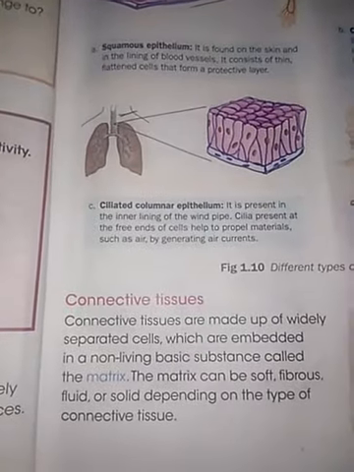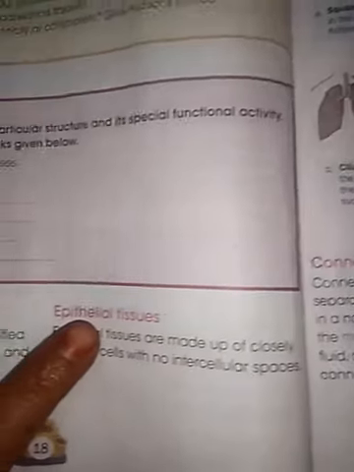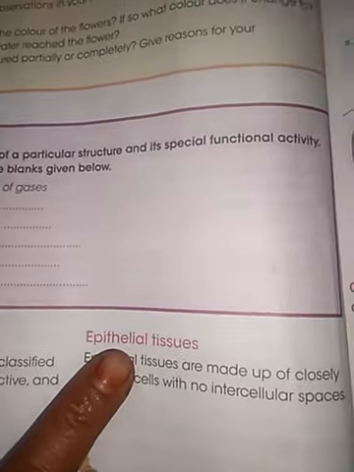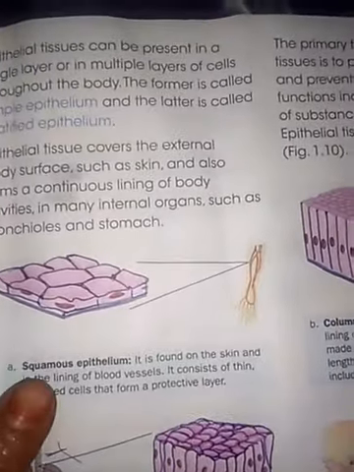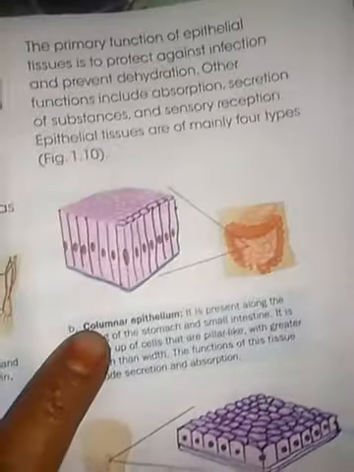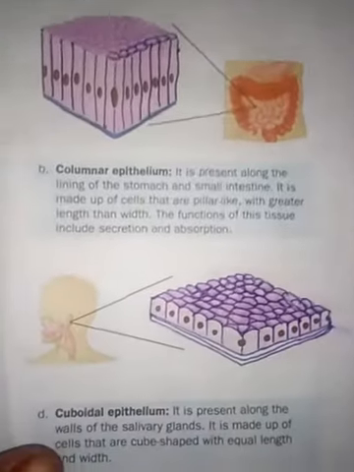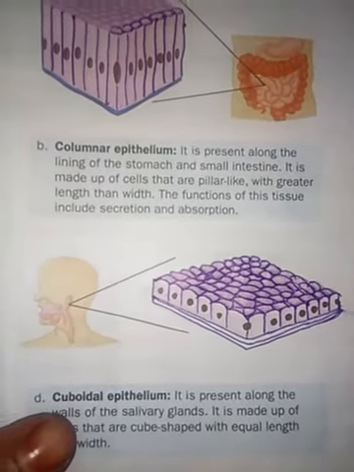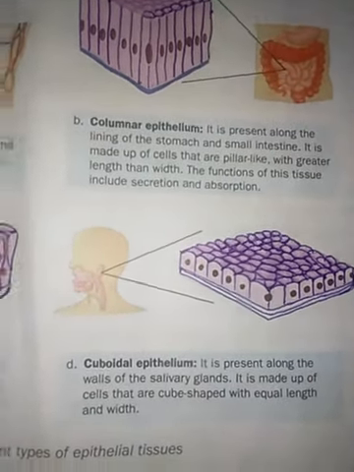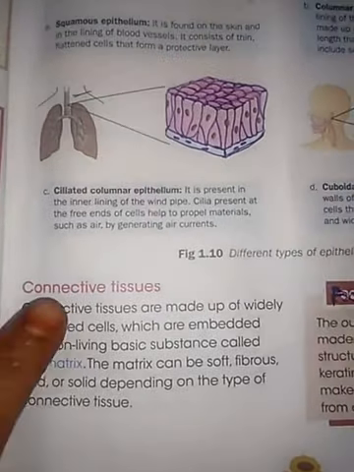Okay. In the last class we have learned about epithelial tissue and their types. What are the types of epithelial tissue? Squamous epithelium, ciliated columnar epithelium and fourth one cuboidal epithelium. These are four types of epithelial tissues. Now let's see about connective tissues.